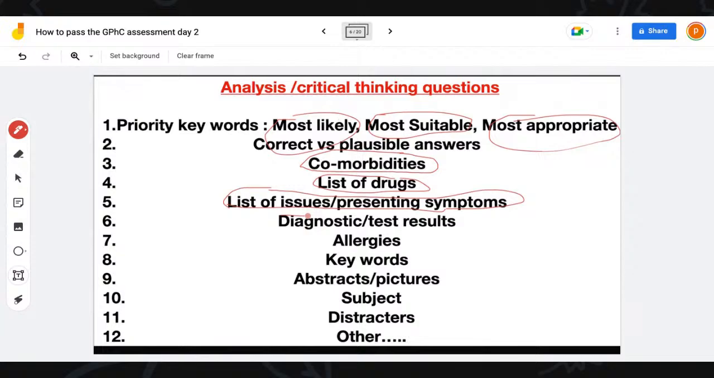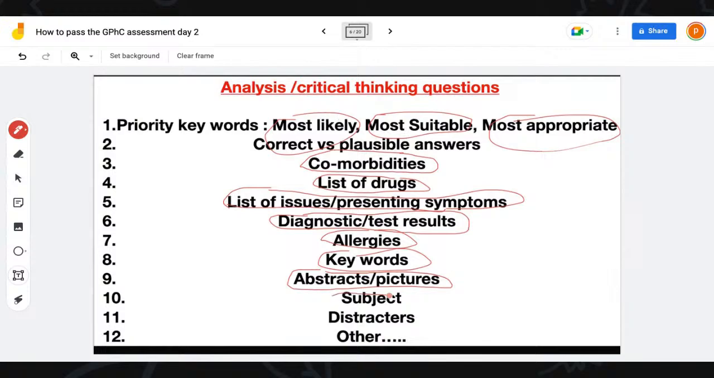These questions also sometimes have diagnostic tests or test results in them. That's how you know you're dealing with an analysis question. The GPhC questions may not necessarily have all of these. You wouldn't get a question that has everything, diagnostic tests, pictures, keywords, but they'll have some of these in there. They may have allergies in there. They're going to have keywords, and I'm going to show you the keyword strategy. You have abstracts, so sometimes it could be some sort of SPC, an abstract from the BNF, something for you to refer to, or there could be a picture.